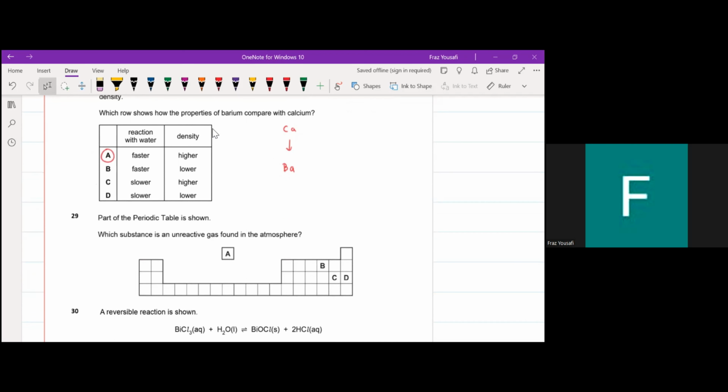29. Which substance is an unreactive gas found in the atmosphere? I wish I could tell you that this is a question trying to trick you about several noble gases. It's not. The fact that they said unreactive, you should have immediately thought: noble gases are all members of group 8. So the only choice that even remotely shows group 8 is D.